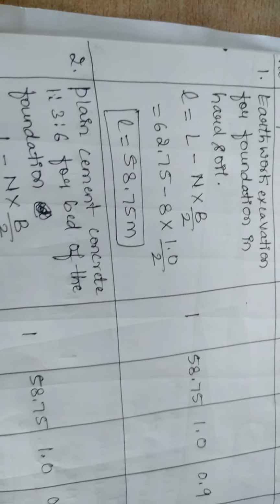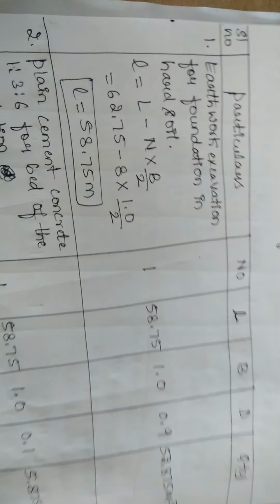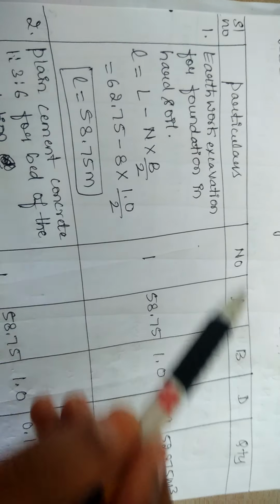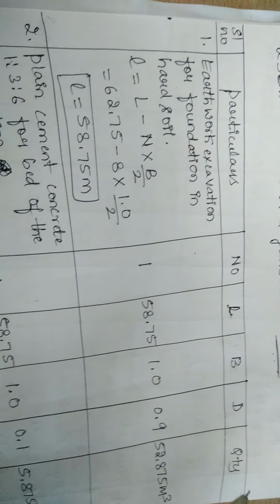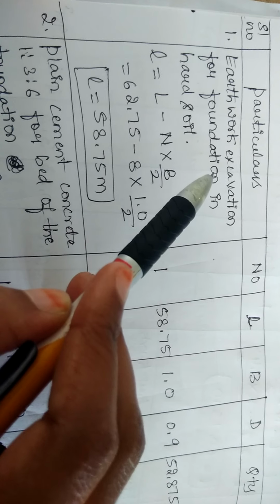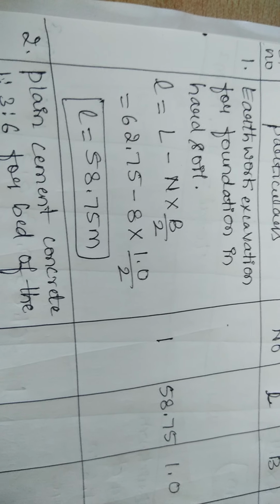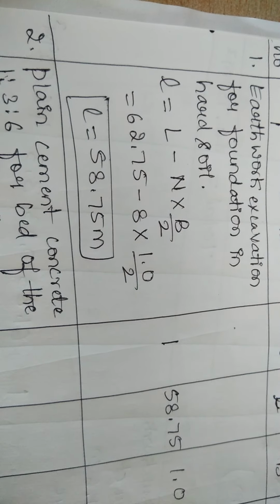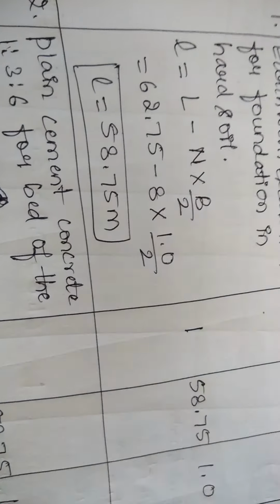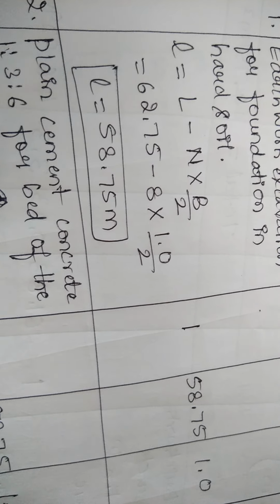To find the quantities you have to draw a table like this, and your table should consist of serial number, particulars, number, length, width, depth, and finally quantity. Now within this I will write the first item of work, that is earthwork excavation for foundation in hard soil. If you are using the center line method, you always have to find a new length for that particular item of work. Whatever item of work is asked in the question, for that item you have to find the new length.